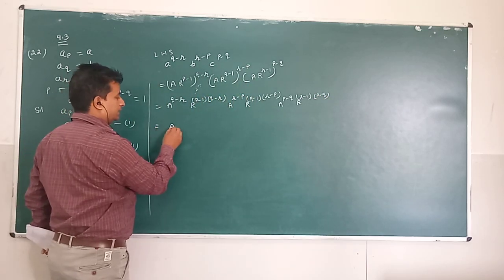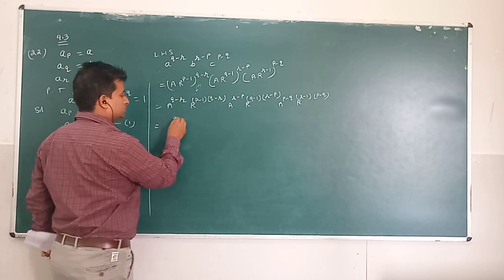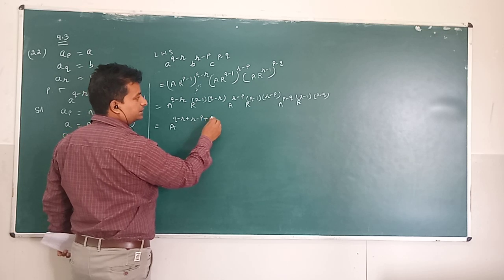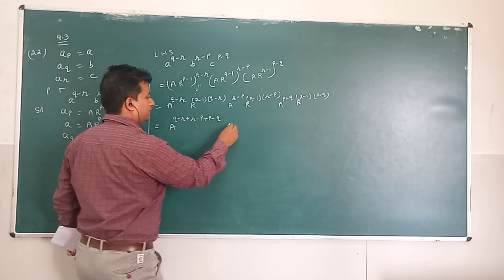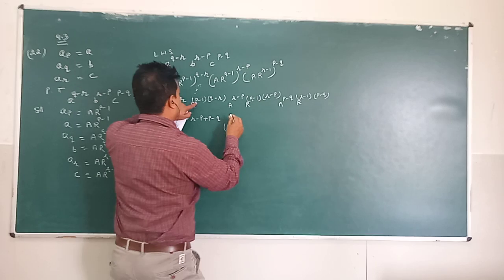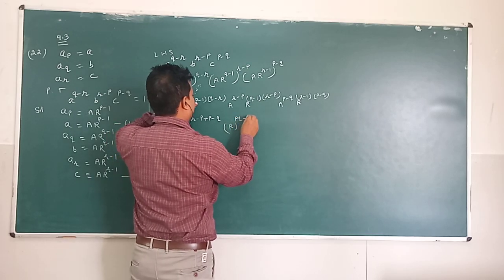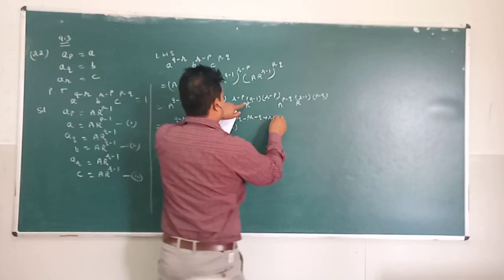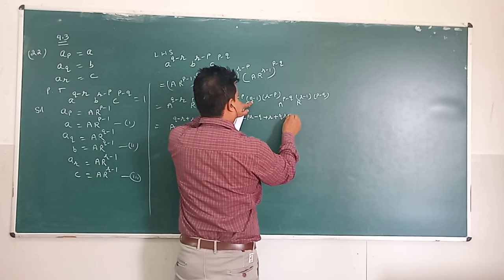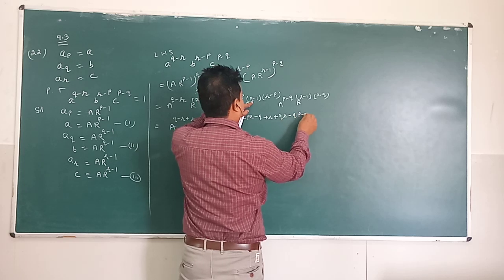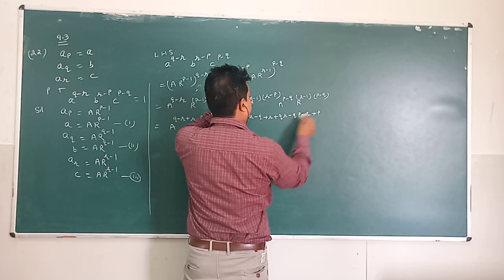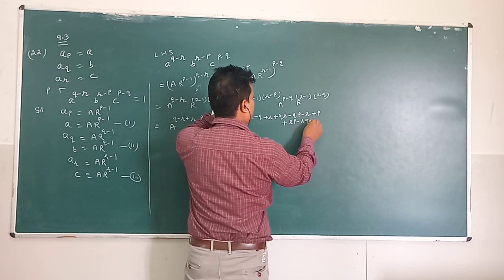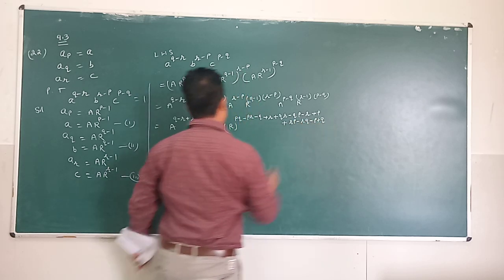So the base is the same, so the powers are to be added. Here the base is the same, powers are added. This is A^((q−r)+(r−p)+(p−q)) and R^((p−1)(q−r)+(q−1)(r−p)+(r−1)(p−q)), which expands to pq − pr − q + r, qr − qp − r + p, and rp − rq − p + q.